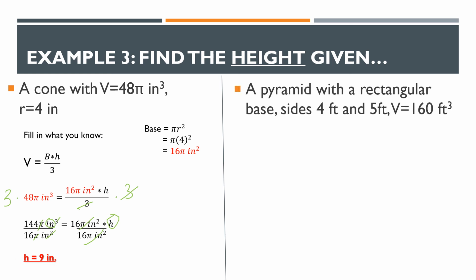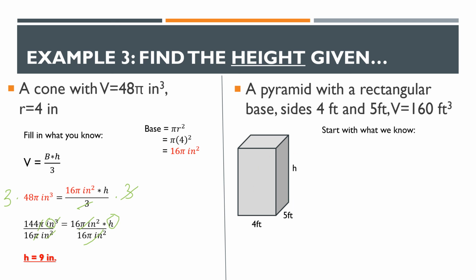In our second situation, we have a pyramid with a rectangular base, sides 4 feet and 5 feet, and a volume of 160 feet cubed. And again, we are trying to find the height in both of these situations. So I actually did a little sketch here because it helps me to visualize it a little bit. It tells me that I have sides 4 and 5 feet. I don't know the height, and then the total volume is 160 feet cubed.